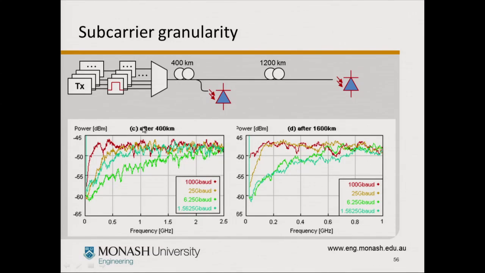So here, as we go through more and more fiber, we can see the low frequency intensity fluctuations are actually highest now at the 100 gigabaud case and lowest at the 6.25 gigabaud case. So that's why the 6.25, and for the longest link, the 3.125 systems operate the best or have the best performance. Okay, so that's the end.